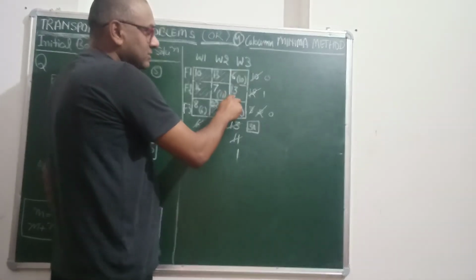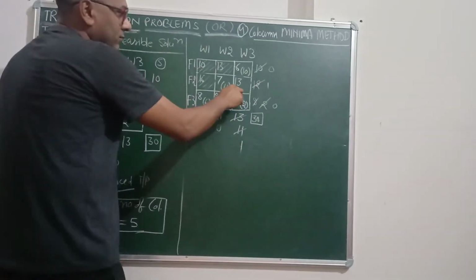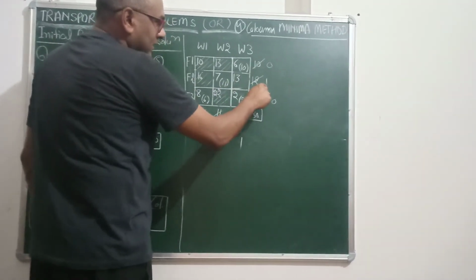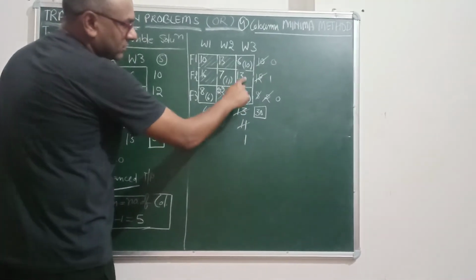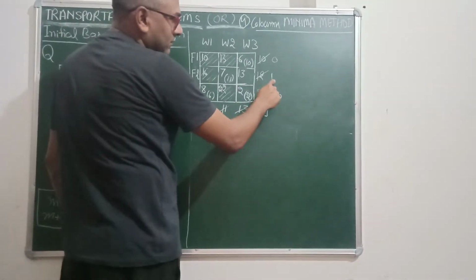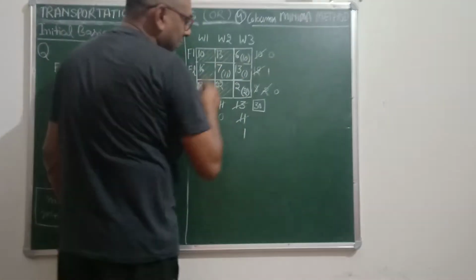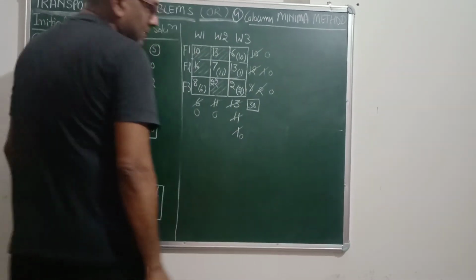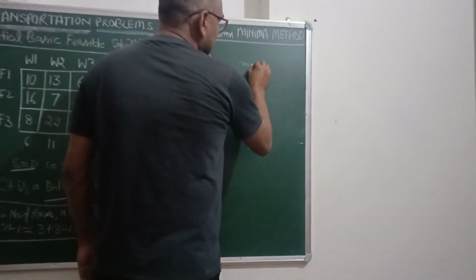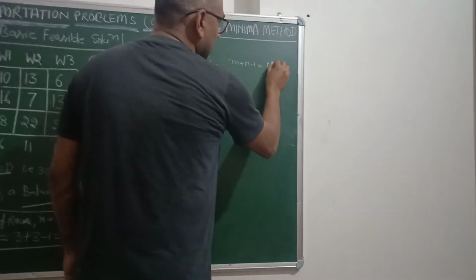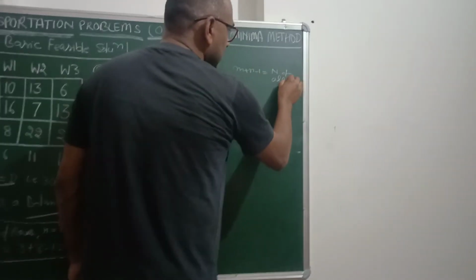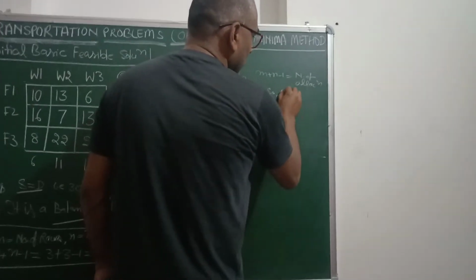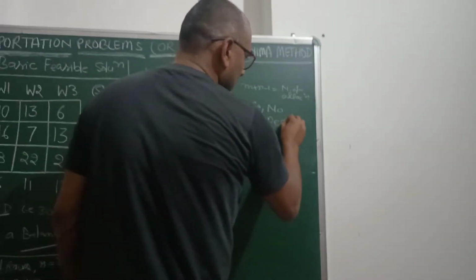Now this cell is remaining empty without allocation, so the demand is 1 and the supply available is 1, so all units can be supplied to this. So this is 0, this is 0. Okay, again m plus n minus 1 is equal to the number of allocations, so no degeneracy.